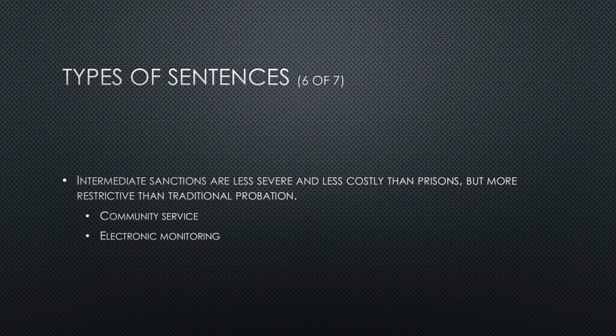So there are also intermediate sanctions. These are less severe and also less costly than prisons, but they are more restrictive potentially than traditional probation. So community supervision means you have to show up at a particular place and work for free. Typically this place is going to be a nonprofit, or it could be the government. So you're going to essentially be forced to volunteer your time. You're going to be doing free labor for a soup kitchen or something like that. Oftentimes judges, depending on the circumstances, will take into consideration what was done and maybe if there was a learning experience at a particular nonprofit.